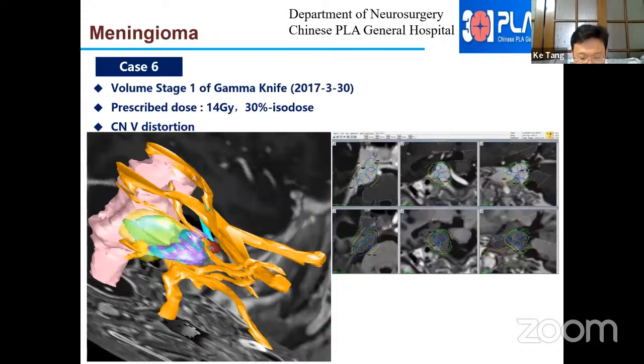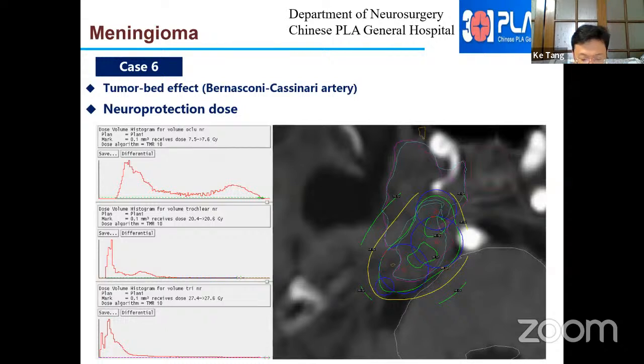Stage 1. Prescribed dose was 40 gray, 30% isodose line. The dose focused on the posterior part of the lesion. We used multimodal imaging to show the neurovascular structures surrounding the lesion. We could see cranial nerve 3 to 5 distortion and made protection for the cranial nerves. To achieve a tumor bed effect, we also set high dose on the artery of Bernasconi and Cassinari, the supplying artery of the posterior wall of the cavernous sinus.